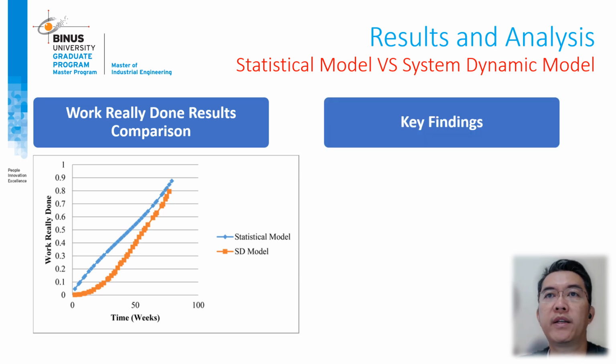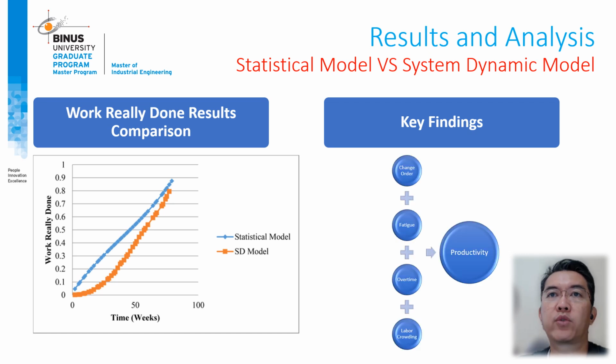The model was validated through several steps, including verification and comparison with actual project data. The results showed a high correlation between the model's predictions and the actual outcomes. Key findings indicate that change orders significantly impact labor productivity, primarily through increased fatigue and labor crowding.